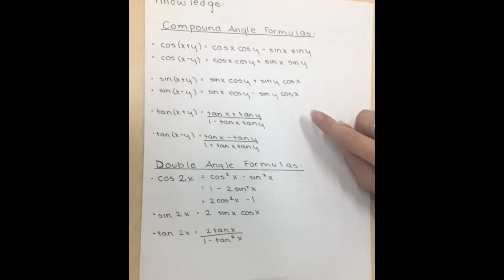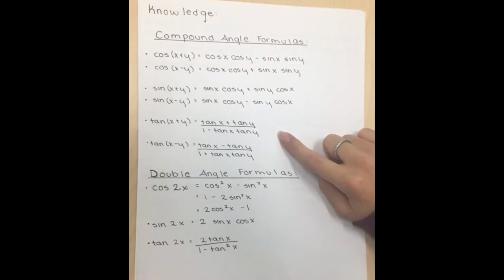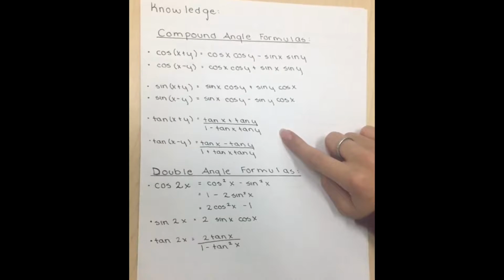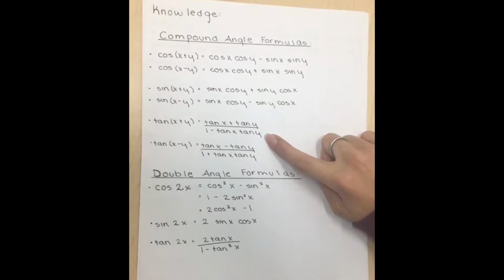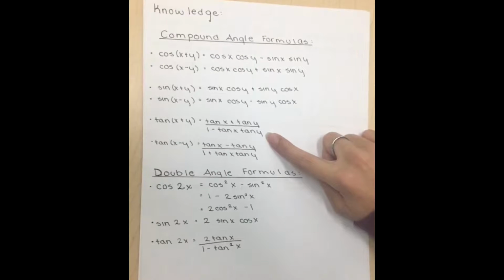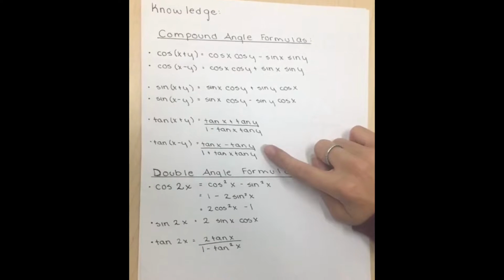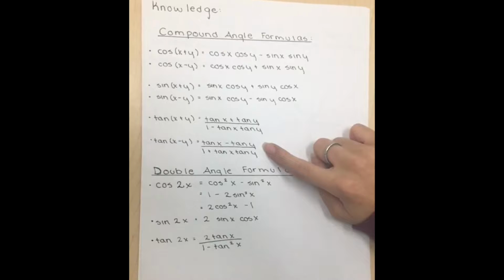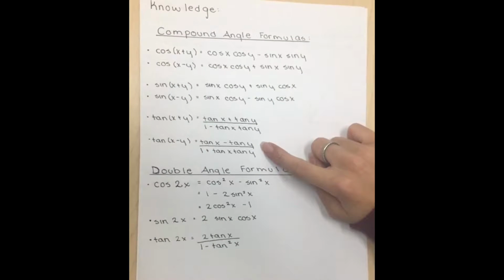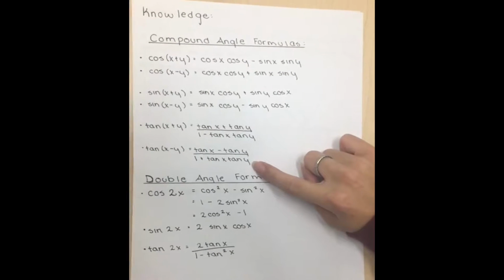The last two compound angle formulas are tan x plus y is equal to tan x plus tan y all over 1 minus tan x times tan y. And finally, tan x minus y is equal to tan x minus tan y all over 1 plus tan x times tan y.